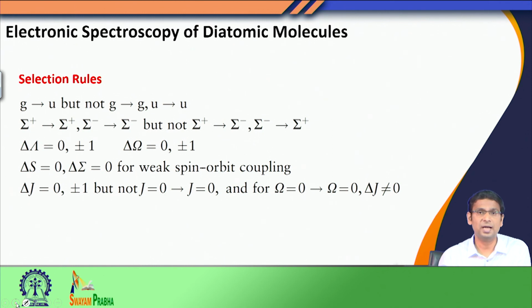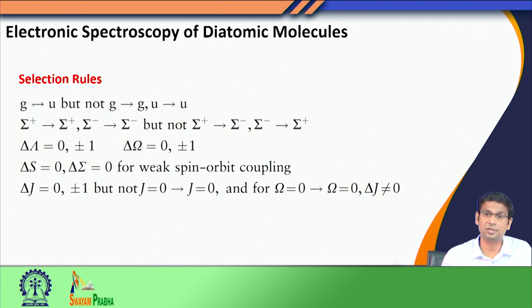Now, we will summarize the electronic spectroscopic part and talk about the selection rules in electronic spectroscopy of diatomic molecules. Again, to obtain the selection rule, we must consider the symmetry of the electric dipole transition moment integral. Some of the selection rules say that g to u is allowed, applicable only when the molecule has a center of inversion, but g to g or u to u is not allowed.